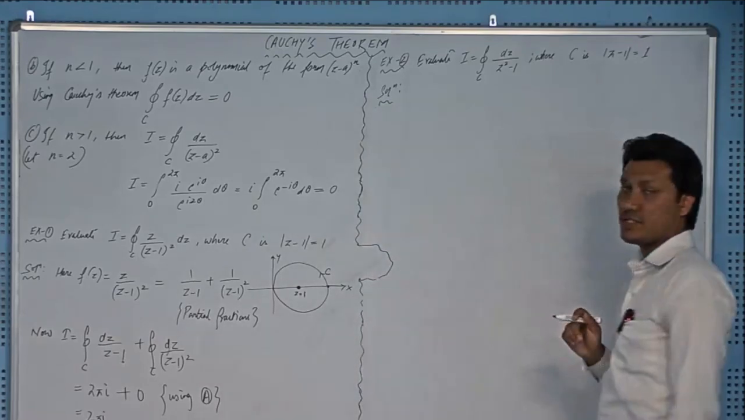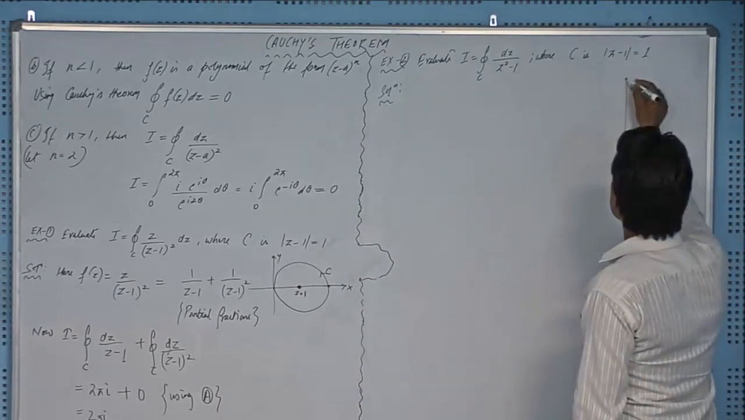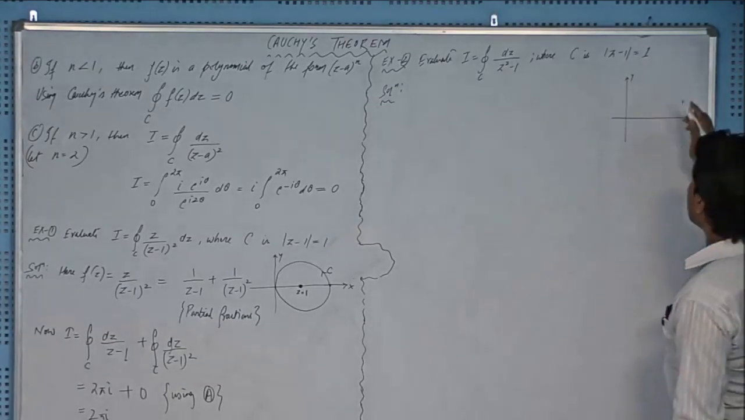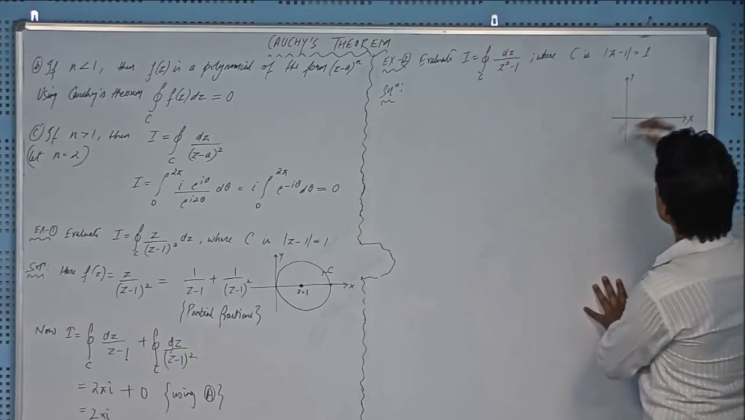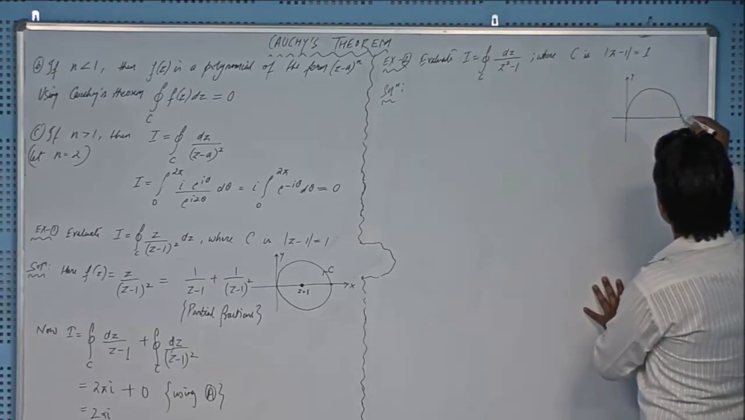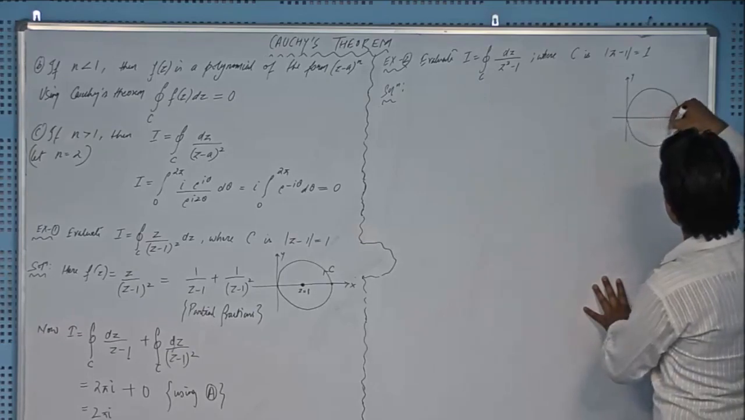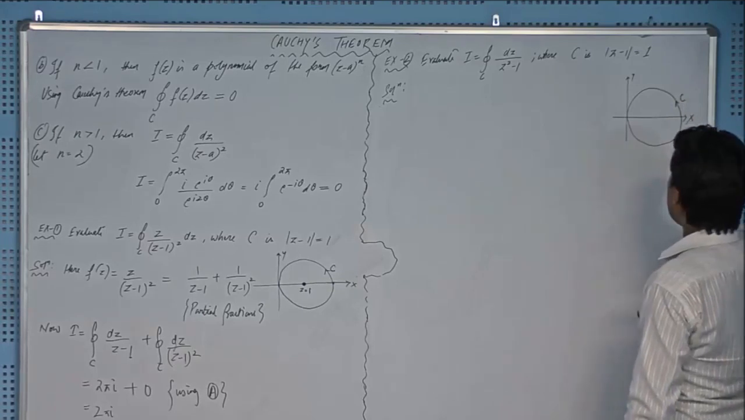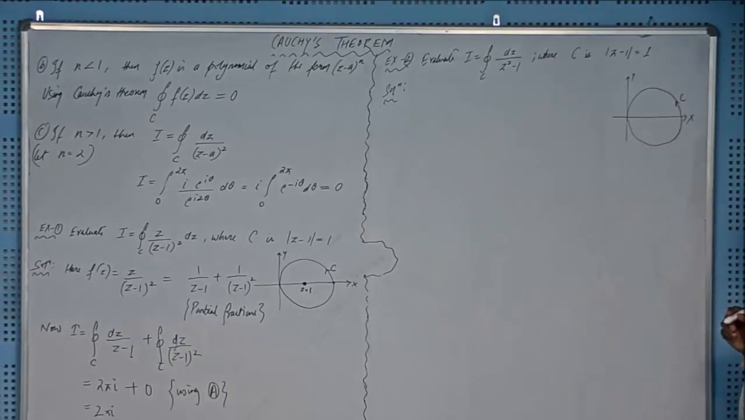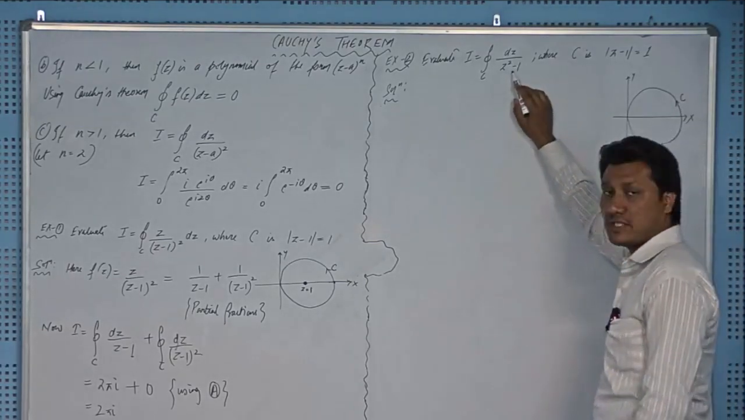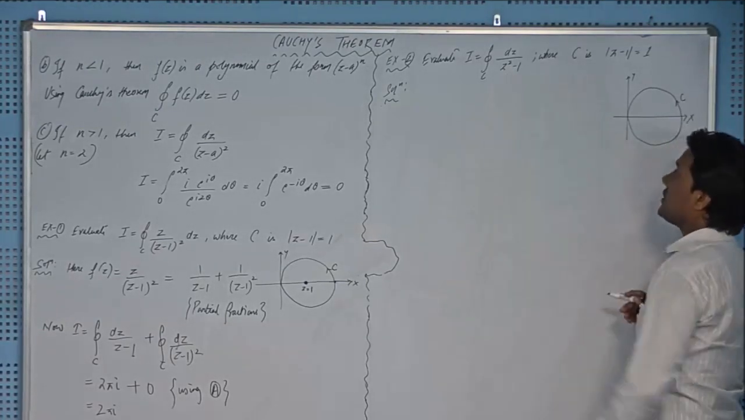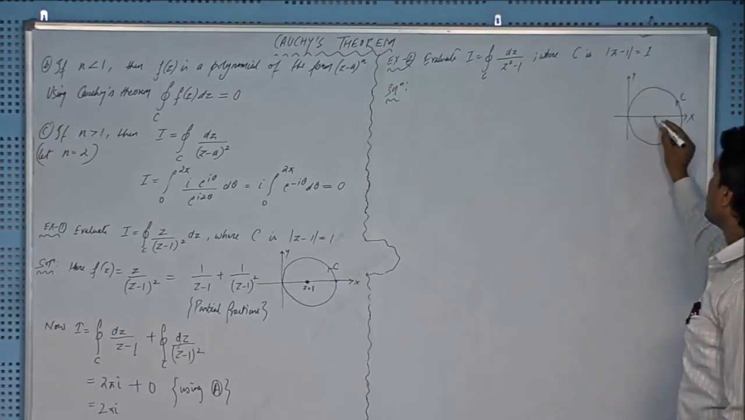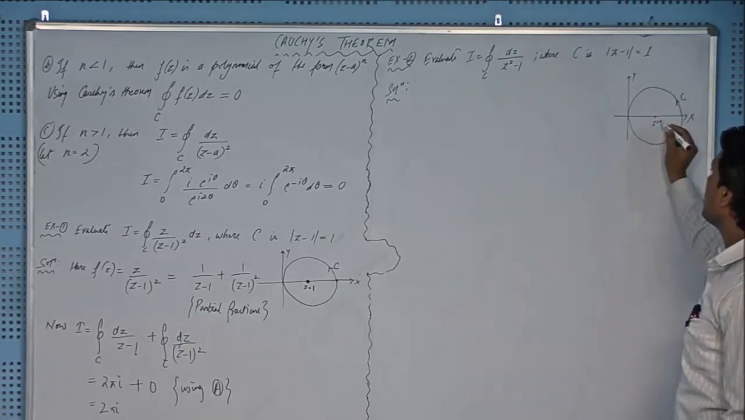First I will draw the curve C. This is the y-axis, this is the x-axis, and here you can see that the circle is centered at z equal to 1 and the radius is also equal to 1. This is your circle C. Now, to find the singularities of this function, you can put the denominator equal to 0 and that will give you z equal to plus minus 1. So z equal to 1 is one singularity.